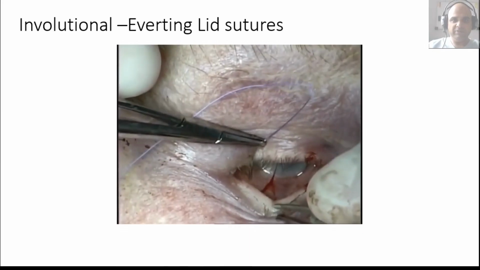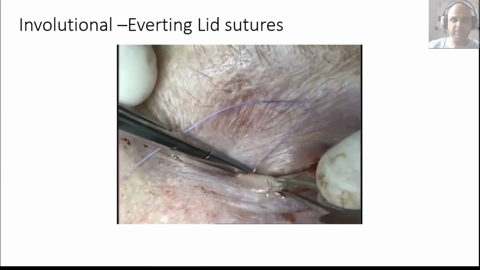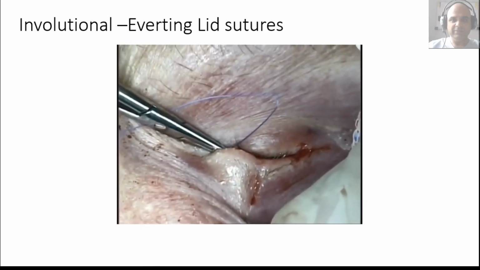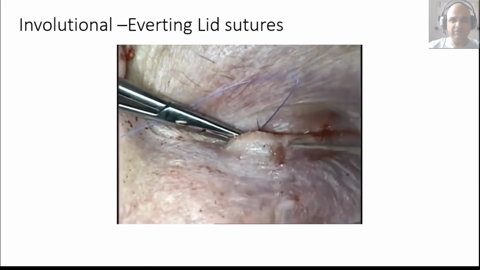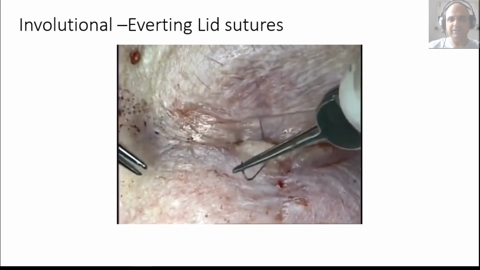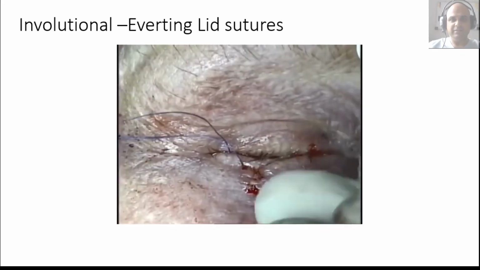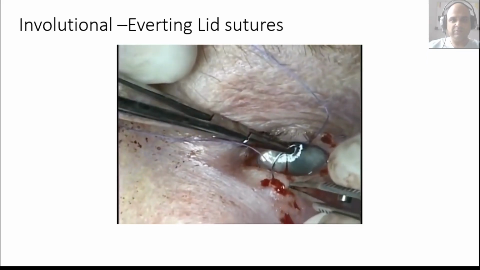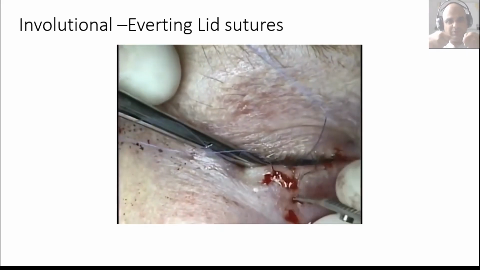So we are approaching from the palpebral side, close to the lid margin, and passing through the lid substance, including the tarsal plate, coming out from the skin. And then we will do it again, like so, so as to create an anchor which will pull the lid margin out.